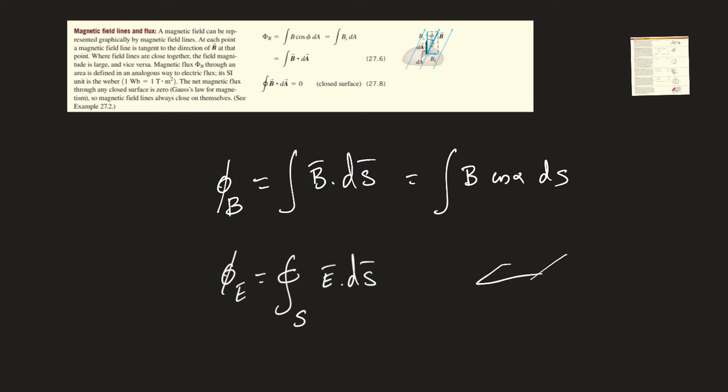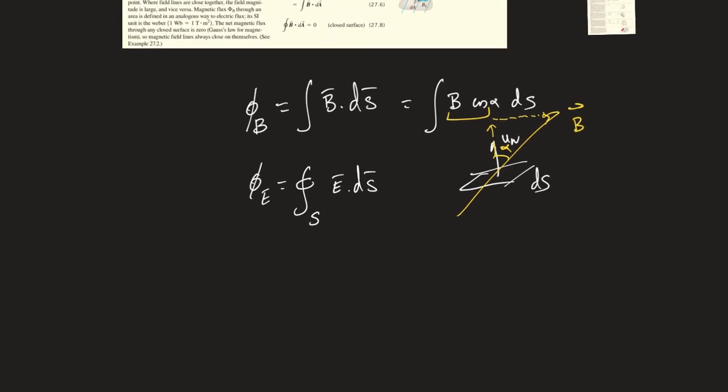where you imagine that there is a small dS, this is the U sub n, so this is the, let's say this is the B, so you will have to find the B parallel to U sub n. B cosine of alpha is the B parallel to U sub n. So the flux of magnetic field can be visualized like magnetic field lines.